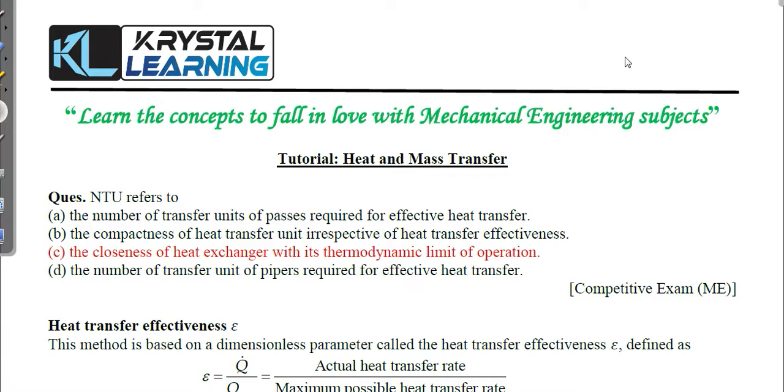So today we will see the subject heat and mass transfer. This question came in a competitive exam. A student asked me, but I don't have the information about that exam. Okay, but it came in a competitive exam.